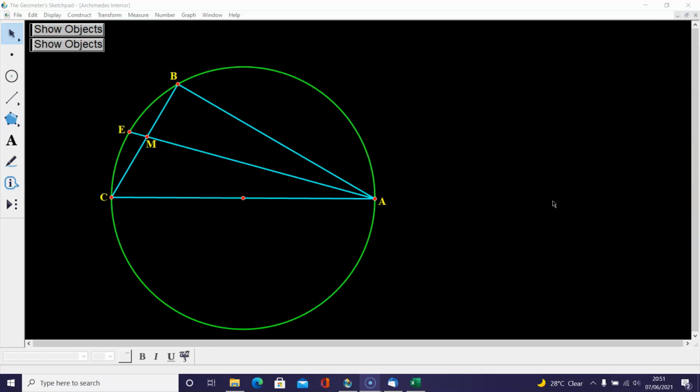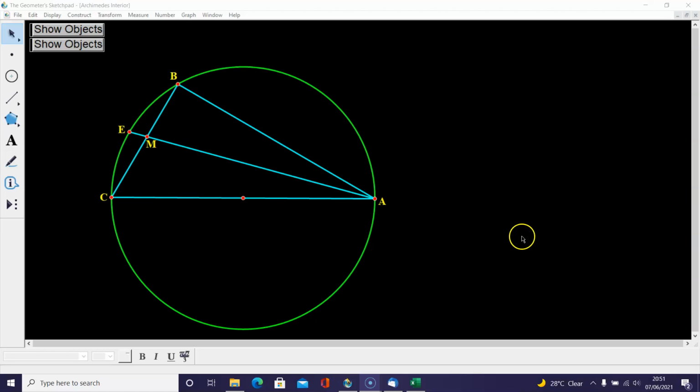So we're continuing our discussion of how Archimedes made his calculations to arrive at an estimate of pi. And we're now looking at the internal, or the inscribed figures. And you remember this diagram from the previous video.